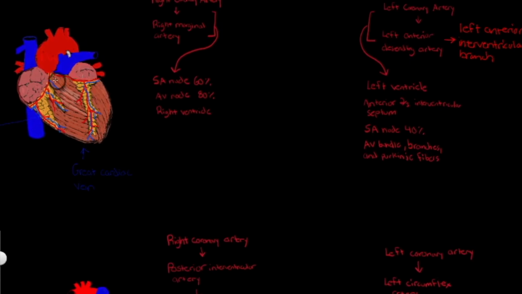And again, the left coronary artery comes off of the aorta here. It gives rise to two main branches. The first one is the left anterior descending artery, aka the left anterior interventricular branch, and it supplies blood to the anterior 2/3 of the right and the left ventricle. And then it wraps around the heart and comes on the back side of the left side.